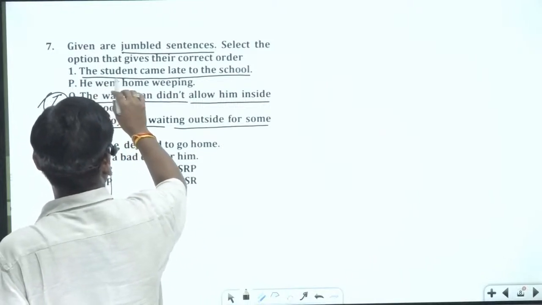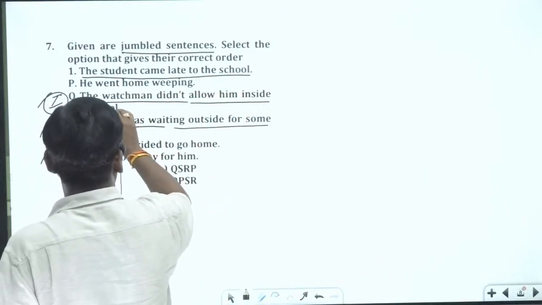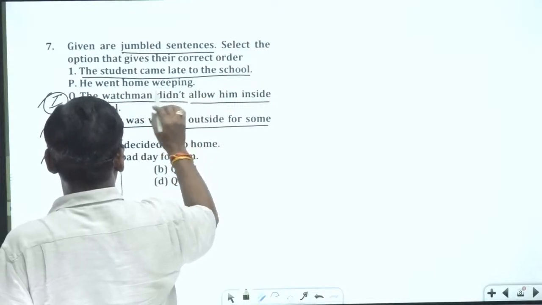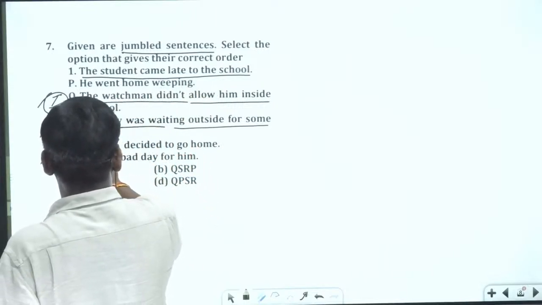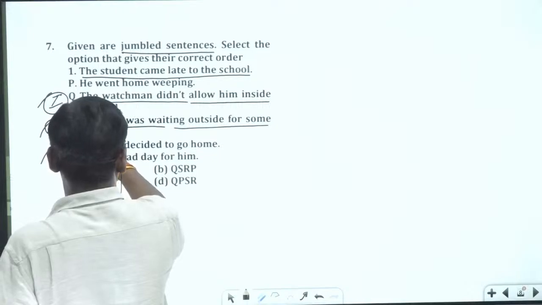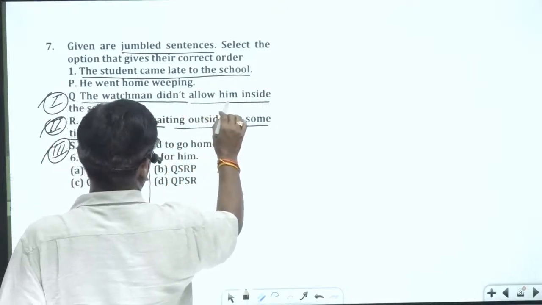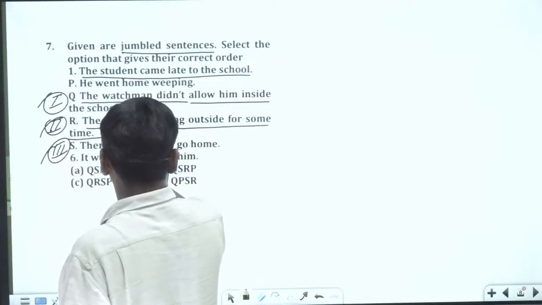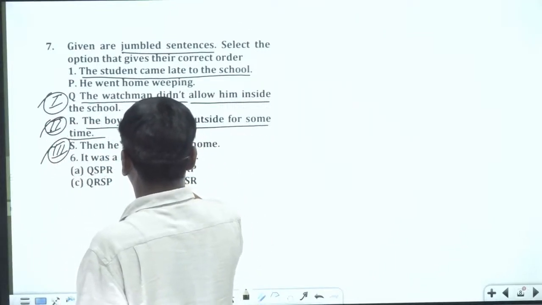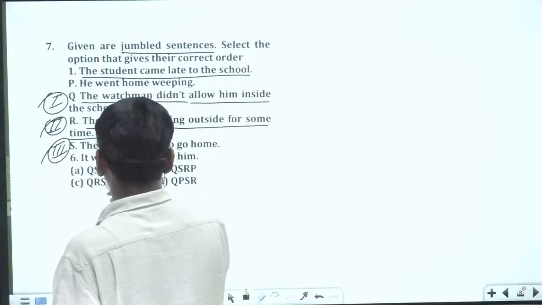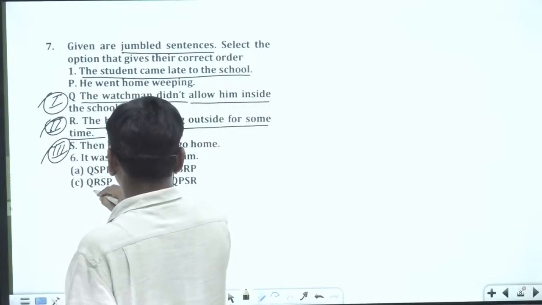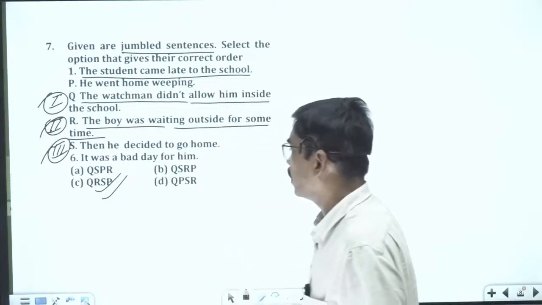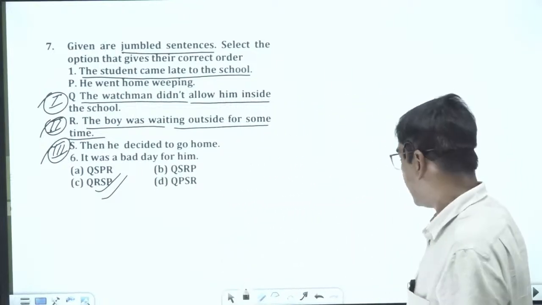Once again, the student came late to the school. He went home weeping. The first option is very important. Q, the watchman didn't allow him inside the school. And then R, the boy was waiting outside for some time. Then S, P. C is your answer. QRSP. That's the answer.